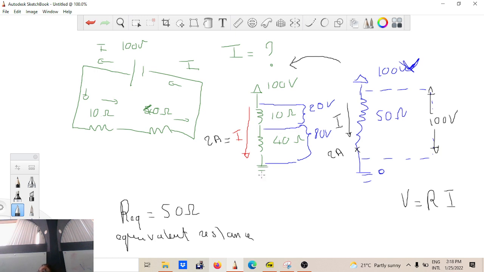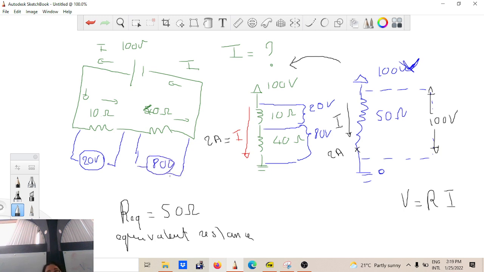See how it works? So if I go back to here, and if I have a voltmeter, I know that here it's going to be 20 volts. And if I measure, you remember voltage is a property of two points, so here I expect 80 volts.